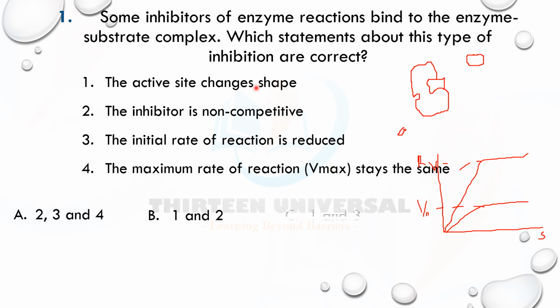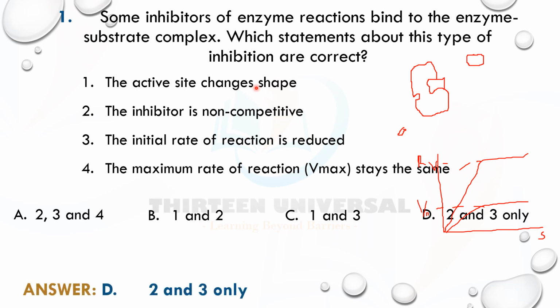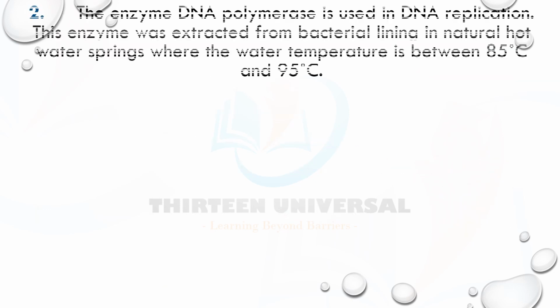So what is the answer? The answer is 2 and 3. The inhibitor is non-competitive. It doesn't bind to the active site, it binds to the allosteric site. It reduces the rate of reaction from this to that. Okay, so let's go to the next question.